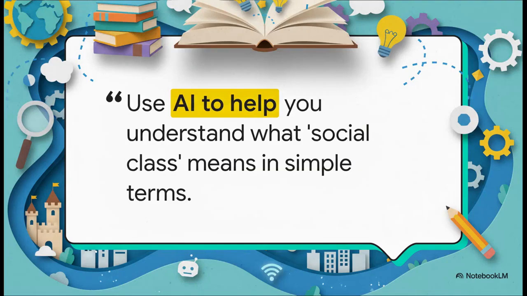I mean, look at this. This is a direct instruction from the guide for The Prince and the Pauper. It says, use AI to help you understand what social class means in simple terms. It's not just giving them a boring definition. It's empowering them to use AI as a partner, as a tool, to figure out a really complex idea. It's teaching them how to learn, not just what to learn.